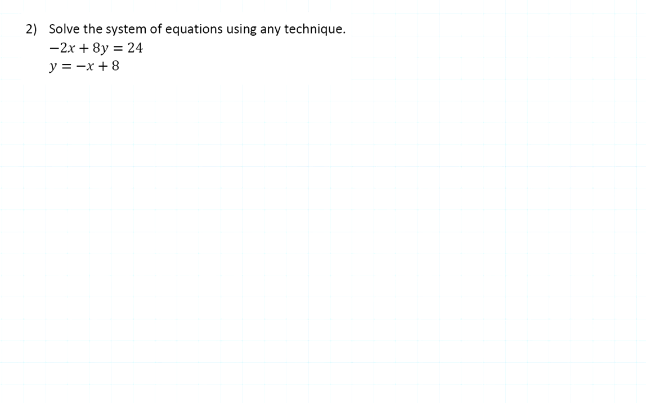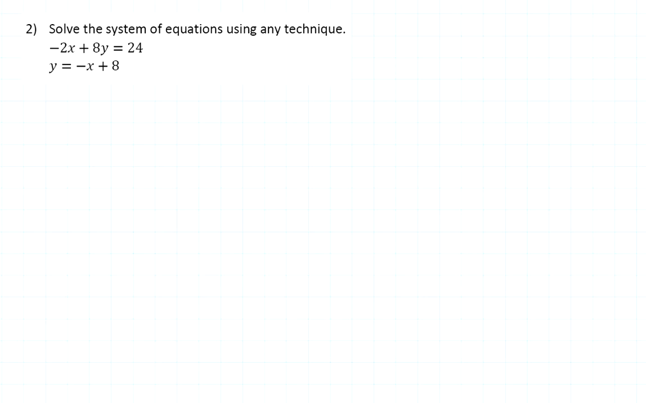So in question 2, we have a system of inequalities, and they're linear. There's no squared terms at all here, and it says solve the system using any technique that you're comfortable with and you feel you can use. And certainly we could probably manipulate this and set it up so it would be good to solve it using elimination.